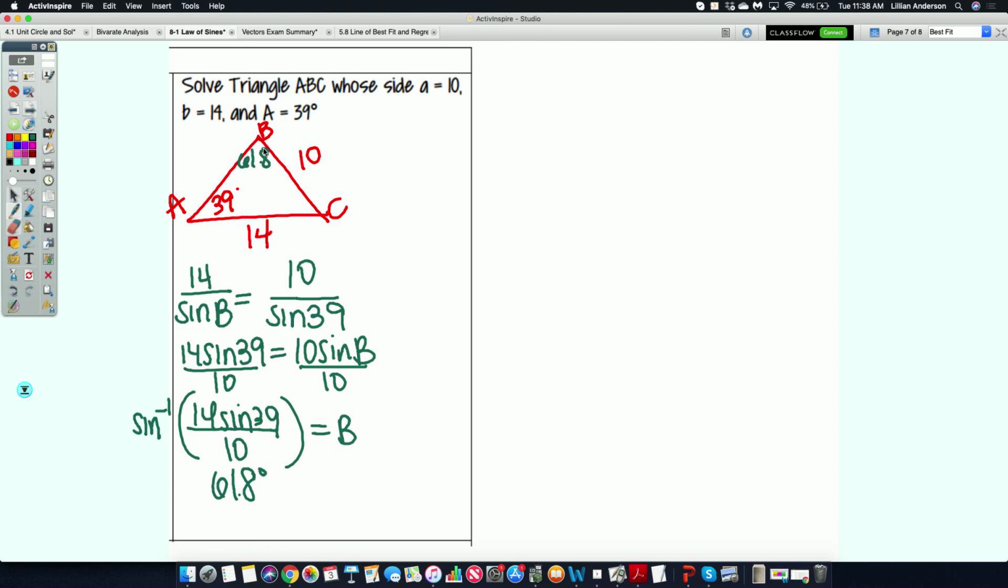But you want to make sure you check for your ambiguous case. After you find your first angle, this is when you need to check for the ambiguous case. So what do you do? You take the angle that you just found and you subtract it from 180. So 180 minus 61 point, that decimal that's still in your calculator.